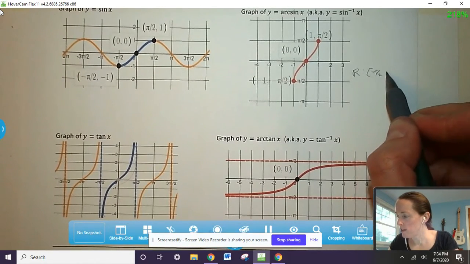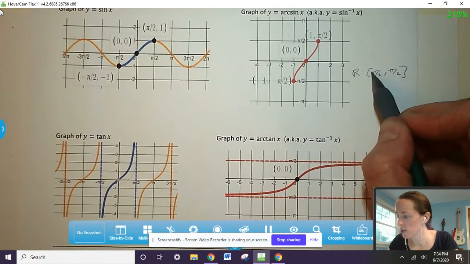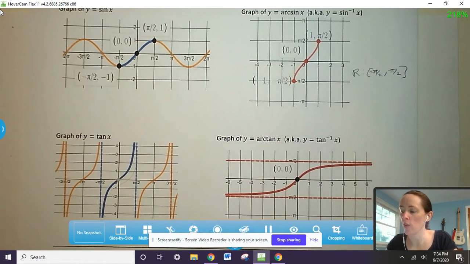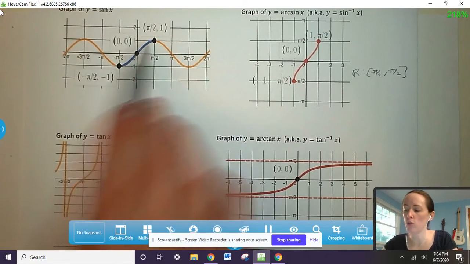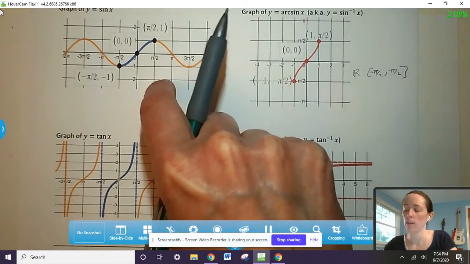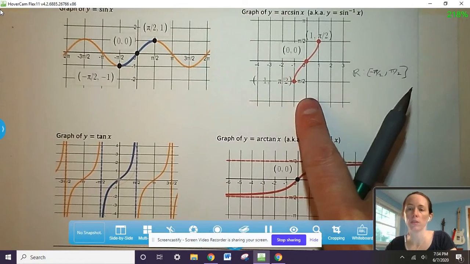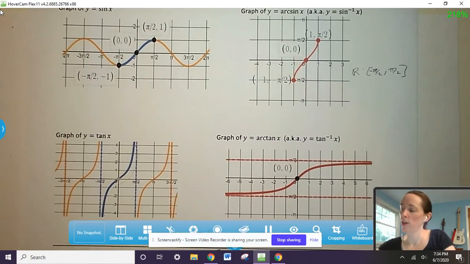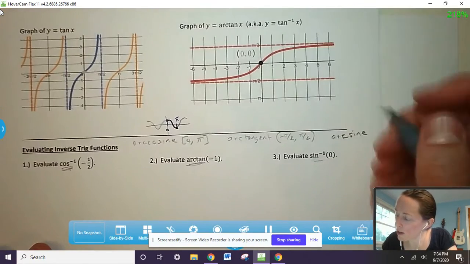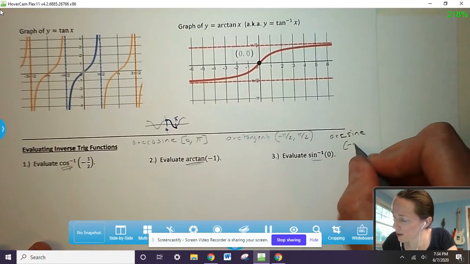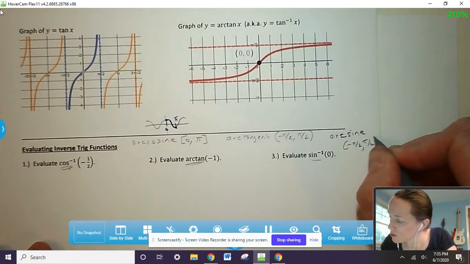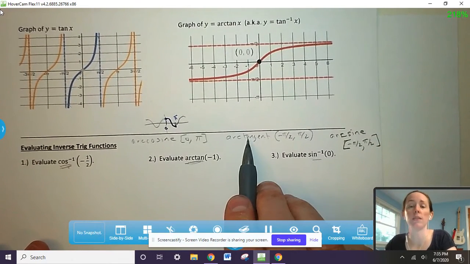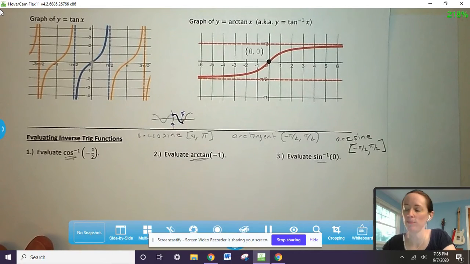But I think the easier way to remember the angle restrictions, as we called them in class, is to think back to the original and what did you restrict the domain to? Because you know this graph really well. This graph is less familiar to you, but the regular sine graph, you know it very, very well. So the angle restrictions for arc sine are negative pi over 2 to positive pi over 2 with brackets because you do want to include those endpoints, unlike arc tangent where you have to use parentheses because of the asymptotes.